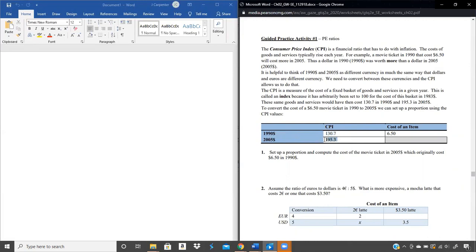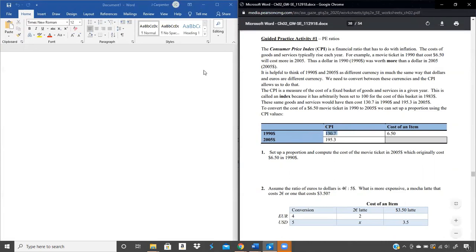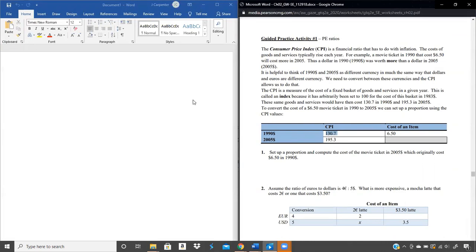In 2005, it's 195.3. These values have the same idea behind them as saying it's $4 to get 5 euros. It's kind of that same idea, but not exactly, because you're not going to get $130.7 converting between these two. This would be converting back to whatever year the CPI was 1. So $1 back in 1900, because I'm looking at that year, would be $130.7 in 1990, and that's if the CPI of 1900 was 1.